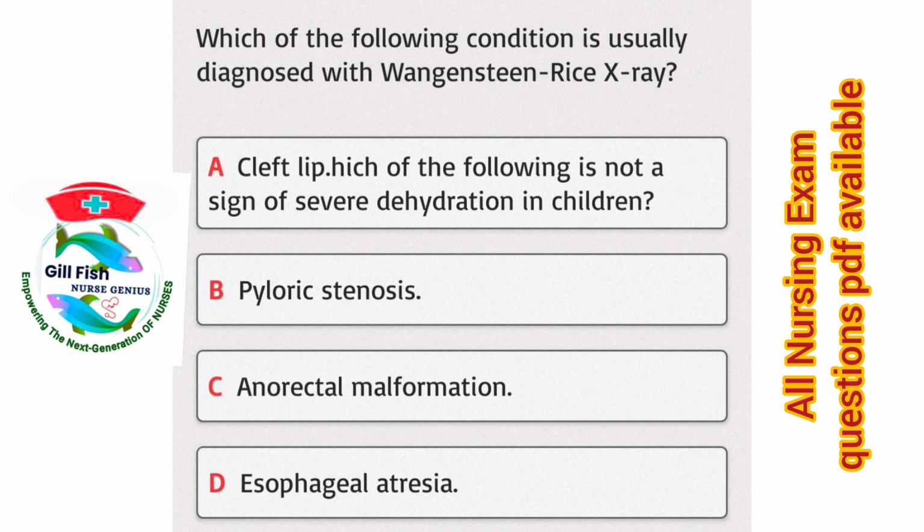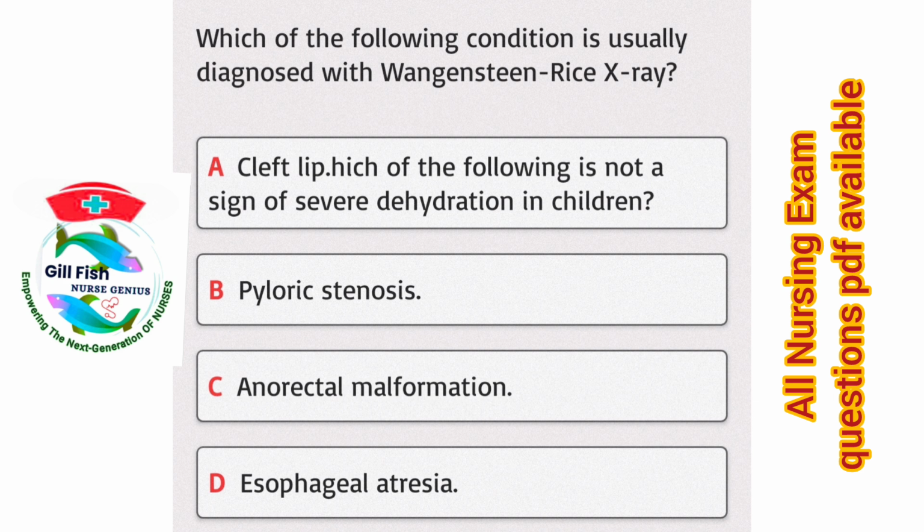So when we look at which is the correct answer, anorectal malformation, cleft lip, pyloric stenosis, esophageal atresia, everything is going to be diagnosed with Wangensteen-Rice X-ray. So that is why anorectal malformation we are not able to identify on this X-ray. So that is why option C will be the correct answer.